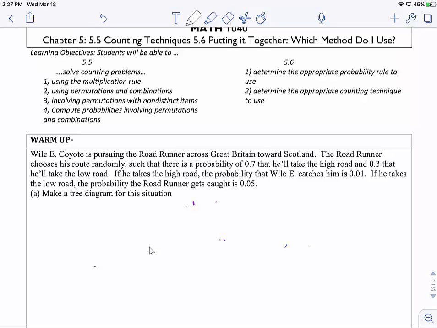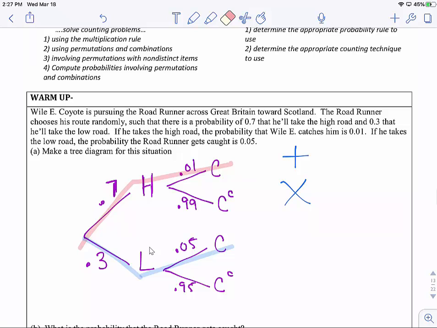So first thing you want to do is make a tree diagram. I know last semester we could make a table too, but please make a tree diagram. That is what they want for this class. And you can see that we have the high road versus the low road. That's the first thing that can happen. And then we have caught or caught complement, which would be not getting caught. So your tree diagram should look like that.